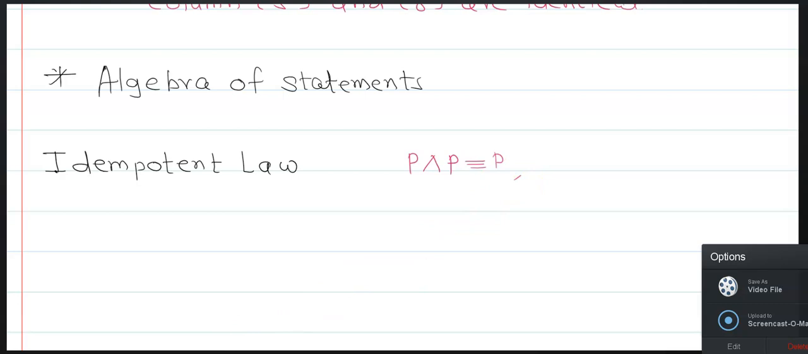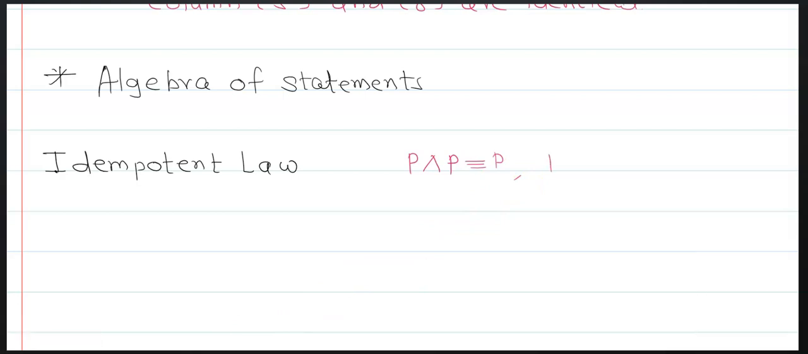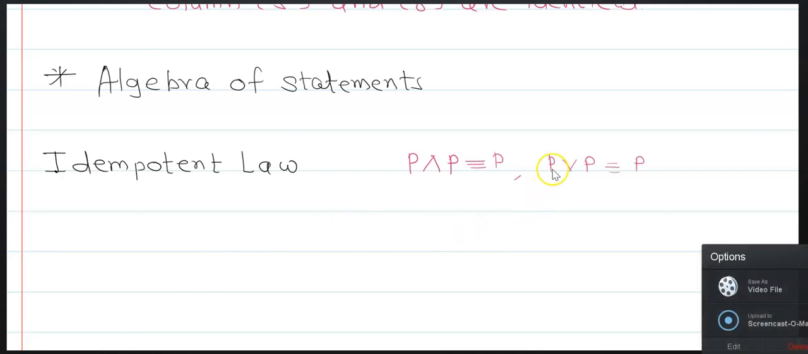Or, if we take P or P, it is again P. How is it? If we take the first P as T, T or T is T. If we take F, F or F is again F. Therefore, this law is called the idempotent law.